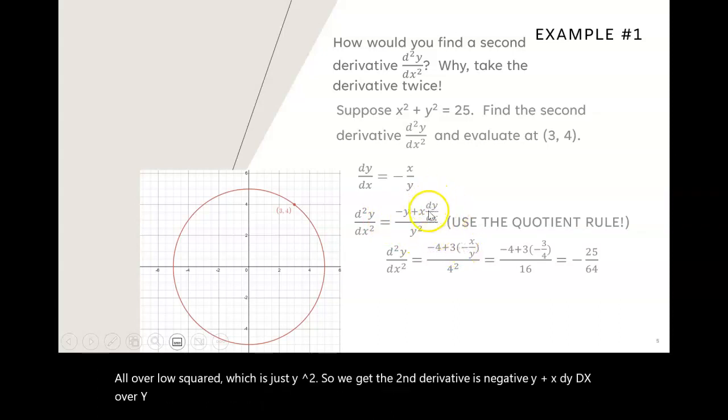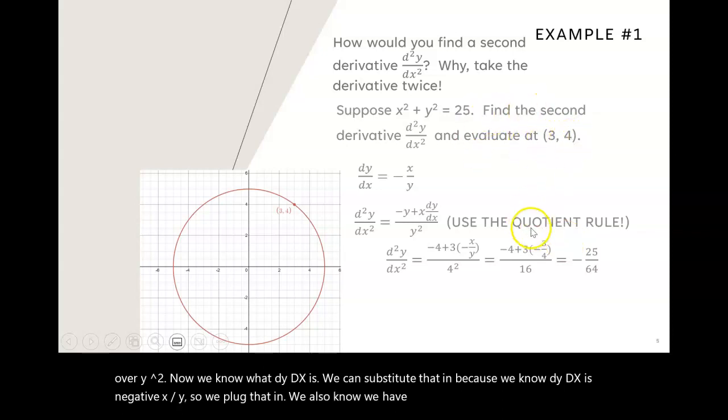Now we know what dy/dx is. We can substitute that in because we know dy/dx is negative x over y. So we plug that in. We also know we have the point x equals 3, y equals 4, so we can plug that in as well.